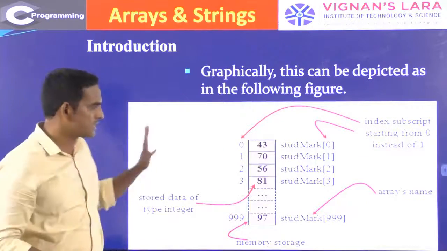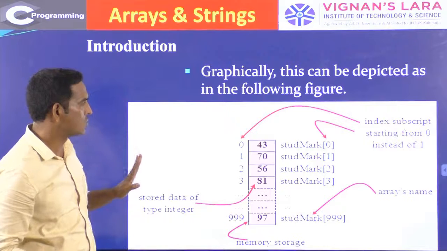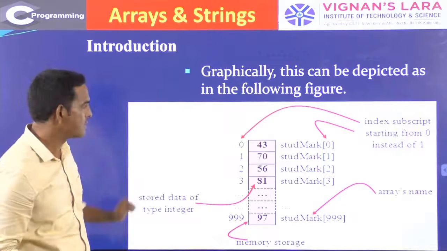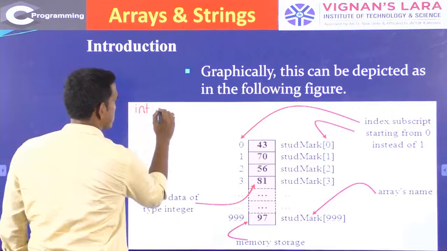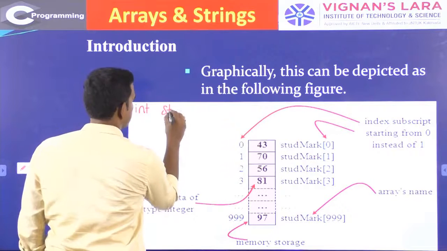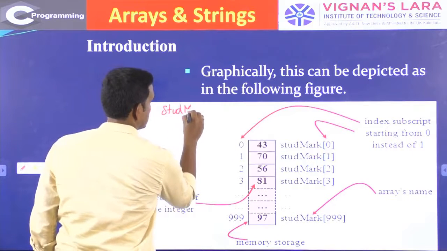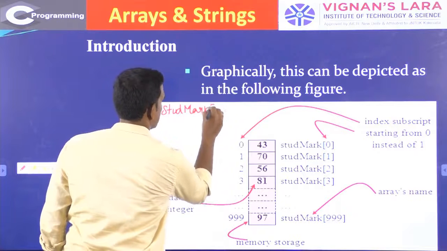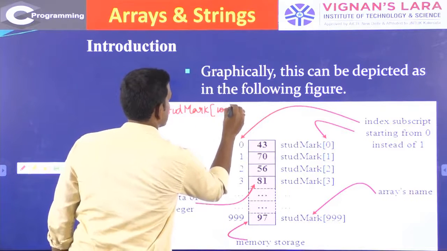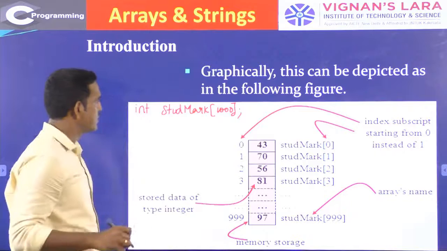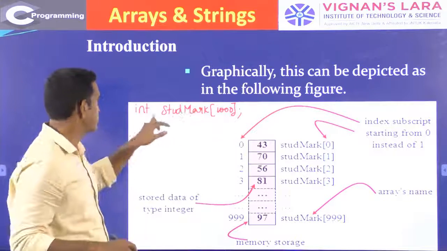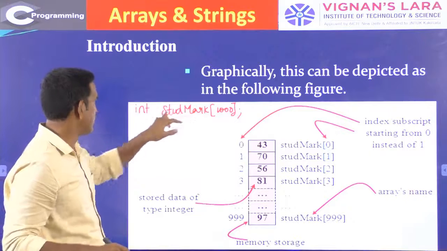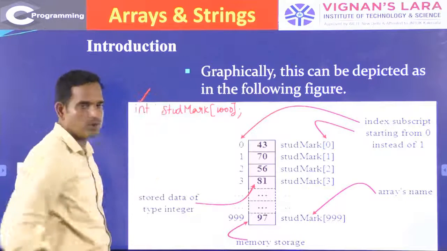And the same thing, if you see it in graphical terms, is how you'll be having your arrays. So as for the declaration, you have declared something like this: int studentMarks of 1000. So this is the declaration you have done. I am going to tell that these are the 1000 marks you are going to store, this is the array name, and you are going to store integer values.